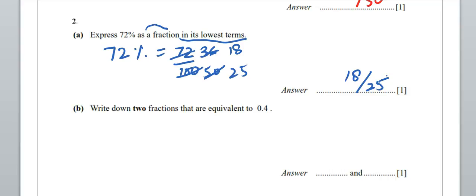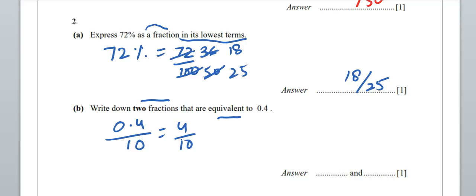Part B, write down two fractions that are equivalent to 0.4. Two fractions equivalent to 0.4. So first, for 0.4, I will remove the decimal and write this in fraction form, that is 4 upon 10.